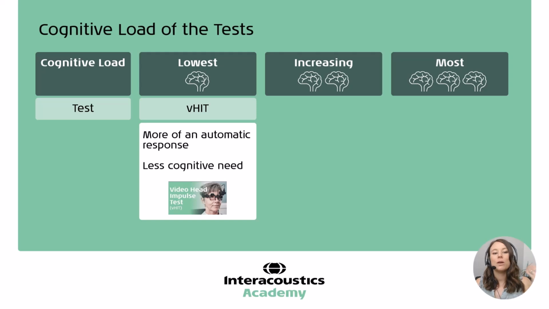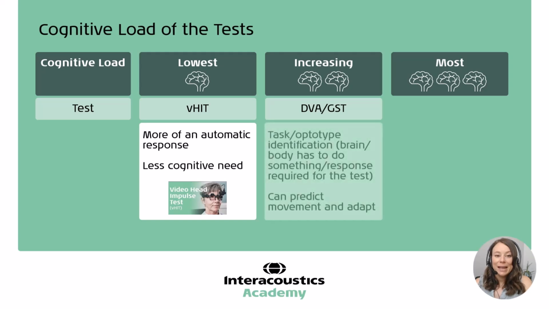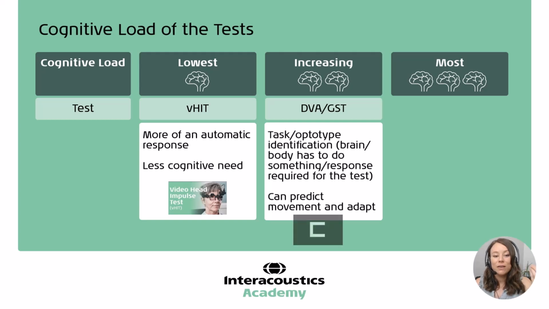And we're very used to seeing what this vHIT looks like. Maybe a little bit more difficult for the patient is that DVA or GST test because they are given a task. We want them to identify the direction of the optotype. So they're seeing this optotype move and they have to tell us which way the open part is facing. So the brain actually has to do something. The patient actually has to respond. The good thing about the DVA and GST for the patient is that it's a very predictable movement. They can move their head. A lot of times a clinician moves the patient's head for them. So it's a very predictable motion. And the patient just has to answer left, up, down, right. So it's a little bit more challenging, but not the hardest.